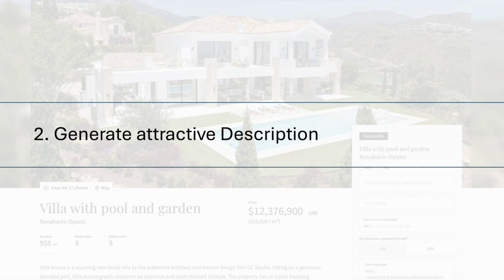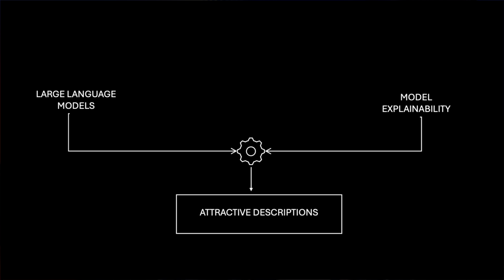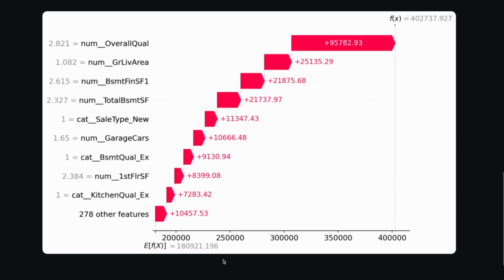Now let's go to the next important point, which is how to generate a description which is attractive and appealing. This innovative approach combines the power of large language models as well as model explainability. Model explainability can give all the features which are impacting the price of the house. So for example, we can see that the predicted price of a house is around 400k, and the factors which are impacting this are the overall quality, the ground living area, the year in which the garage was built, and the total basement surface area.